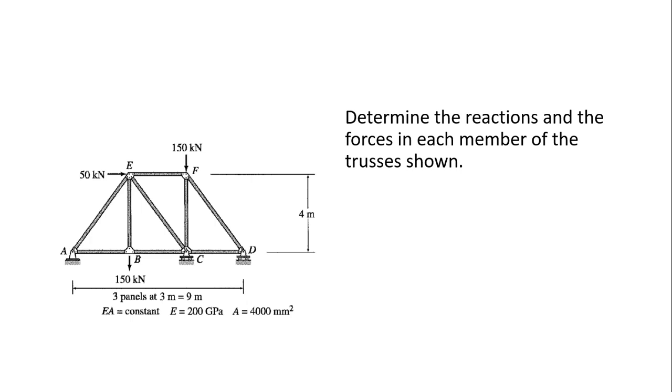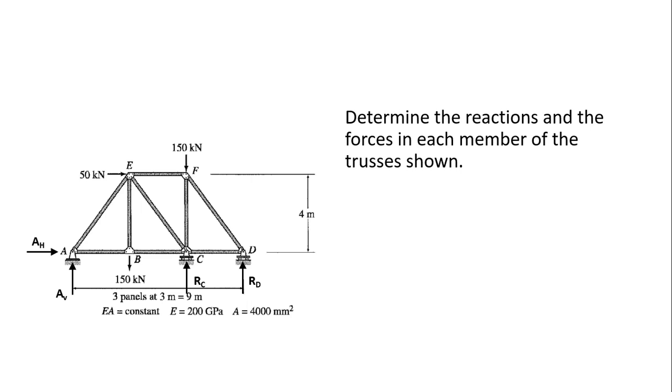Mapapansin natin, yung reactions meron sa A na hinge. So, may vertical reaction doon. Yung component ng force may vertical reaction. Meron din tayong roller sa point C. Meron din sa point D. Siyempre, meron tayong horizontal reaction dun sa A. So, kung mapapansin natin, sobra tayo ng isang reaction.